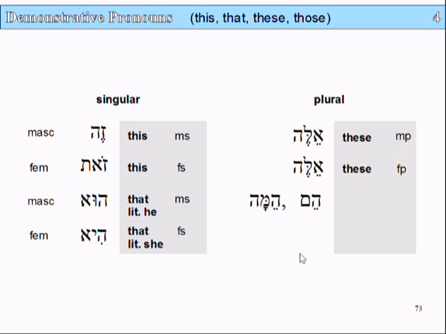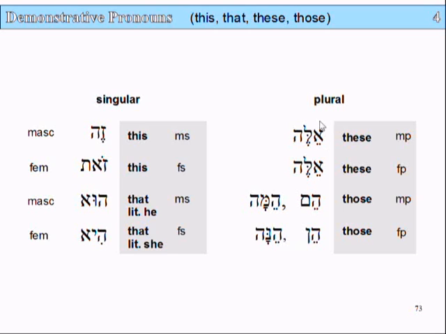And we have the word hem or hema to mean those. Hem or hema. That's the masculine word for those. That's the masculine plural, MP. And the feminine version for the word those is hen or hena. Hen or hena. Those. It's the feminine plural. So hem means those, but it's masculine, and hen means those, but it's feminine. And in certain circumstances we can have hema or hena.